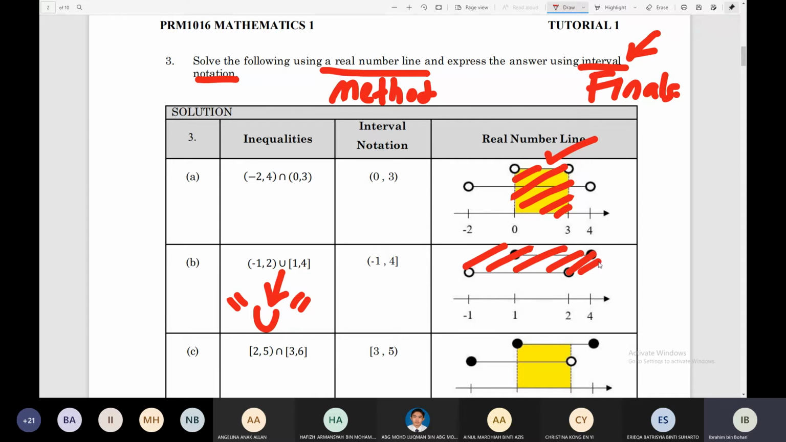Union ni paling mudah. Union ni you all tak perlu fikir panjang. Kalau union sahaja, confirm dia akan ambil semua value. So answer you here -1, 4, and here semi-open bracket.